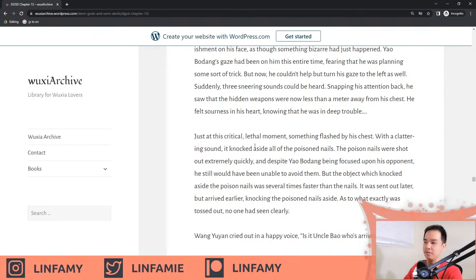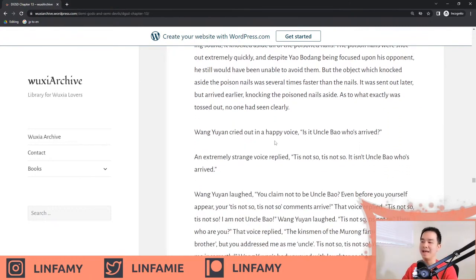Just at this critical, lethal moment, something flashed by his chest. With a clattering sound, it knocked aside all of the poisoned nails. The poisoned nails were shot out extremely quickly, and despite Yao Bodong being focused upon his opponent, he still would have been unable to avoid them. But the object which knocked aside the poisoned nails was several times faster than the nails. It was sent out later, but arrived earlier, knocking the poisoned nails aside. As to what exactly was tossed out, no one had seen clearly.